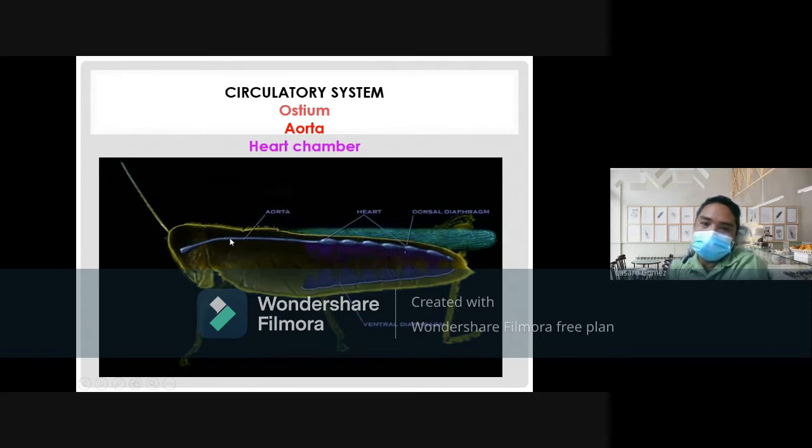It is what they call the aorta of an insect. It is where the insect's blood passes. And this one also is what we call the heart. The insect's heart is located at the midgut of an insect.